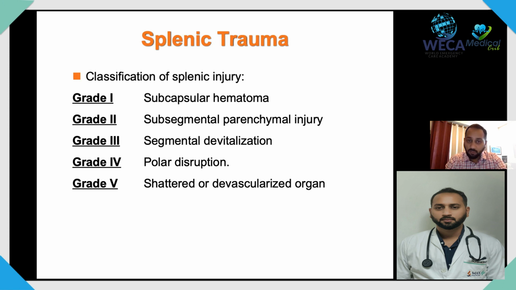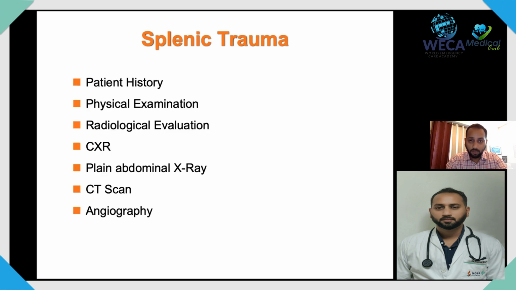Grades 1 and 2 we usually manage with a non-operative approach. In grade 3, angiography will be done and angioembolization, and if required later on, we can go on to a laparotomy. Grade 4 and grade 5 injuries usually will be managed with a laparotomy with either a splenic salvage or a splenectomy. So important things again: patient factors, that is the patient history, physical examination, radiological evaluation, chest X-ray, abdominal X-ray, CT scan, angiography, as we spoke. These will give us important clues to the grading and the severity of the splenic trauma.